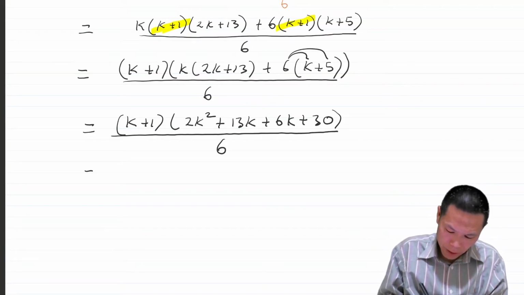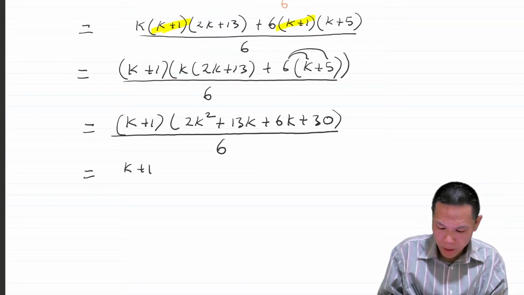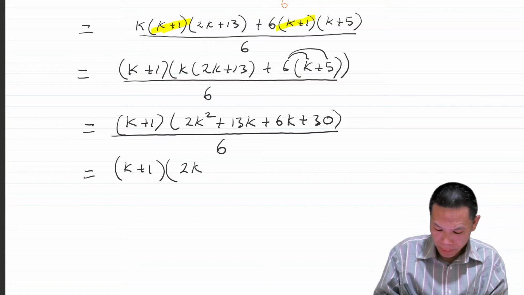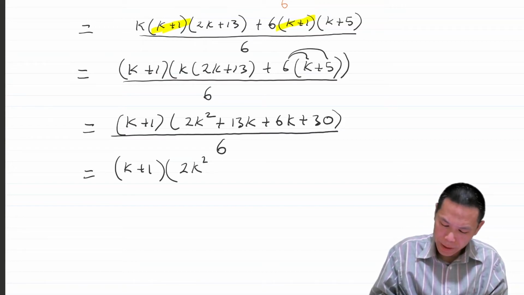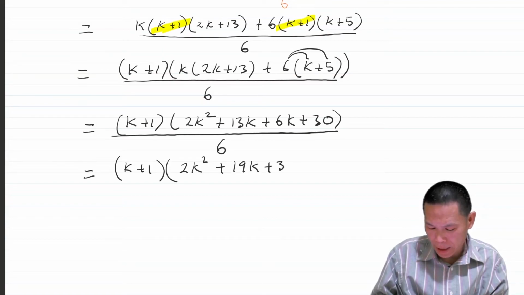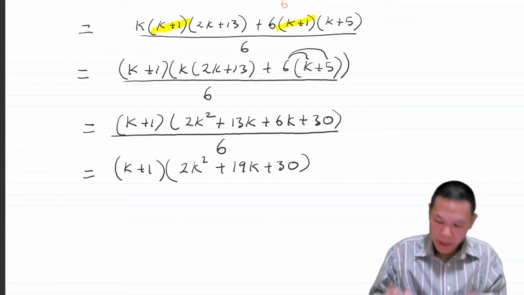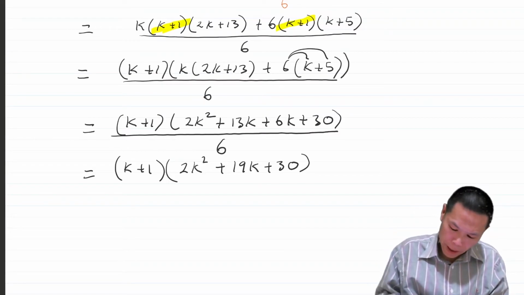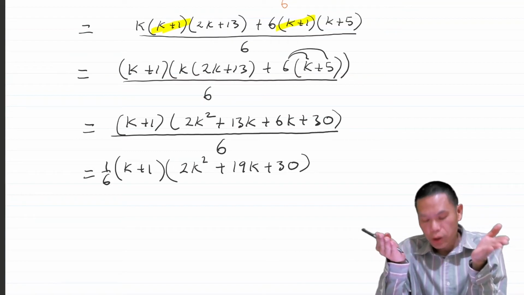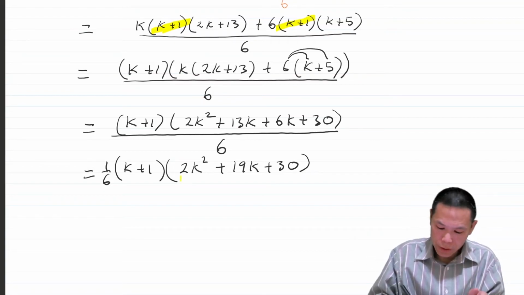So I write this first. K plus 1. And then 2k squared. And 13 plus 6, which is 19. So add 19k and then add 30 over 6. But then I can just write 1/6. Okay, it's the same. So what I do now, I just factorize this.